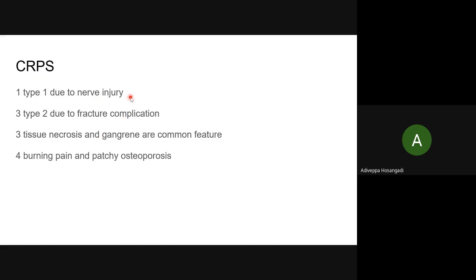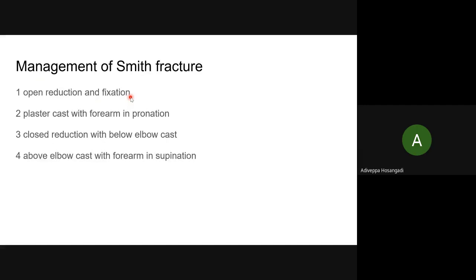Remember this. Management of Smith fracture. Smith fracture I had mentioned. It is an extra-articular fracture. It is a reverse Colles fracture. So what is the management? Open reduction fixation, plaster cast, and forearm in pronation, closed reduction with below elbow cast, above elbow cast supination. Above the elbow and supination, sir. Yes, it is opposite to the Colles.